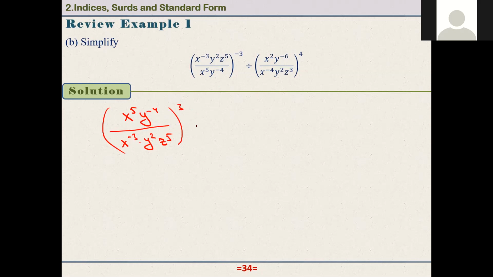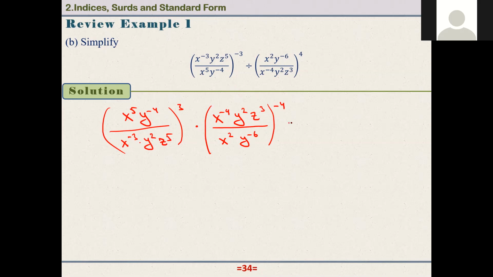And here, times, and also we have to write this upside down. Here we have nothing, no problem here. So here we have x to the power minus 4, y squared, and z cubed over x squared, y to the power of minus 6, and it is to the power 4. And because we changed this division into multiplication, that's why we have to write this fraction upside down.